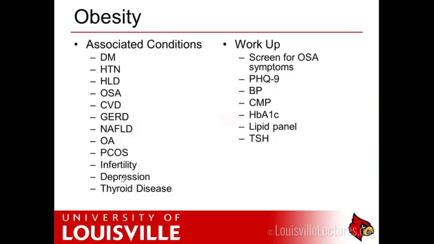There are a lot of associated conditions with this, so your workup is going to be tailored towards looking for those other things that they don't have diagnosed yet. So screen them for OSA, screen them for depression. You're checking blood pressure, CMP, A1C, lipid panel, and TSH.